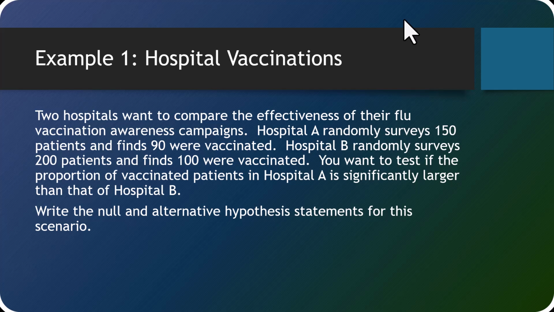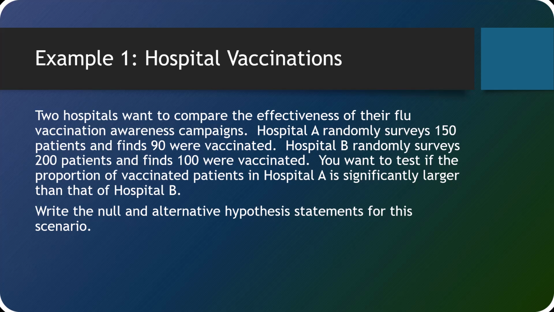2 hospitals want to compare the effectiveness of their flu vaccination awareness campaigns. Hospital A randomly surveys 150 patients and finds that 90 of those patients were vaccinated. Hospital B randomly surveys 200 patients and finds that 100 of the patients were vaccinated. You want to test if the proportion of vaccinated patients in Hospital A is significantly larger than that of Hospital B. Write the null and alternative hypothesis statements for this scenario.